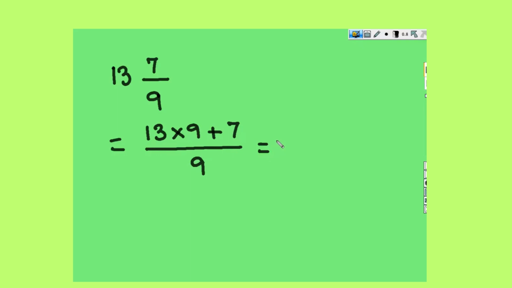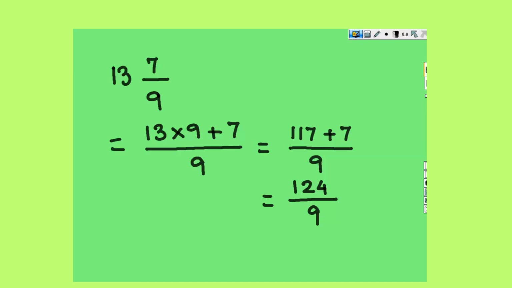So 13 nines is 117 plus 7 divided by 9. So this becomes 124 by 9. I hope converting mixed into improper and improper into mixed, which we learned earlier, is clear.